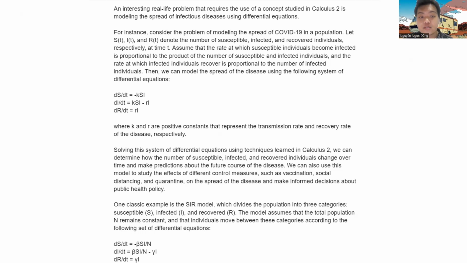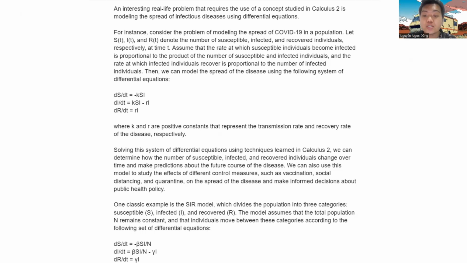So by solving the system of differential equations using calculus 2, we can determine how the number of susceptible, infected, and recovered individuals change over time and make predictions about the future course of the disease. One last example is the SIR model.